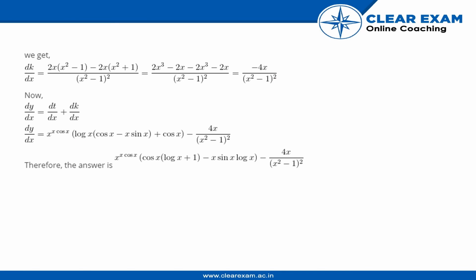Now, since y is equal to t plus k, hence differentiating it with respect to x, we get dy by dx equals dt by dx plus dk by dx. Hence, putting these values of dt by dx and dk by dx into this equation, we get dy by dx equals x to the power x cos x whole into log x into (cos x minus x sin x) plus cos x, whole minus 4x upon (x square minus 1) the whole square, which is the final answer. Thank you.